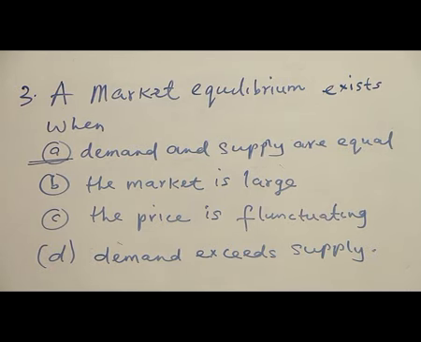So when we're talking about equilibrium, we want two variables to be equal at the same time. So the market is large, it's not talking about equilibrium. The price is fluctuating, it's not talking about equilibrium. Demand exceeds supply, it's not talking about equality between the two.